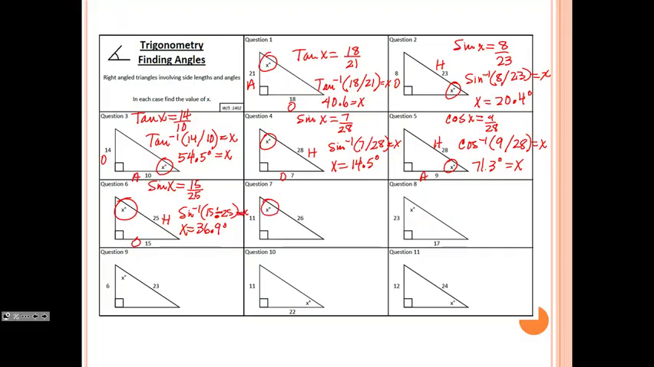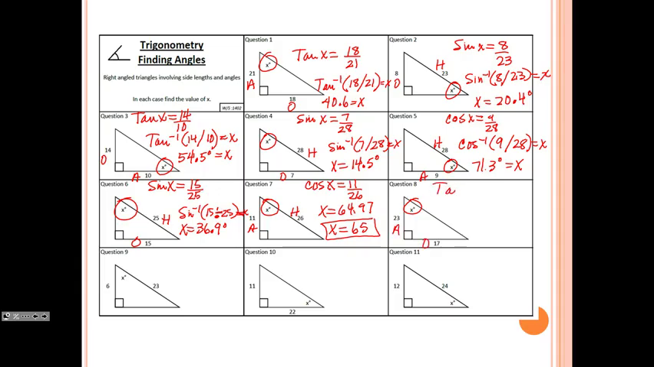Okay, this one is going to be adjacent, hypotenuse, that's going to be cosine. Cosine x equals 11 over 26, okay? So we're going to go second cosine, and we're going to do 11 divided by 26, okay? And we're going to get 64.97, but that's really going to round up to what? 65.